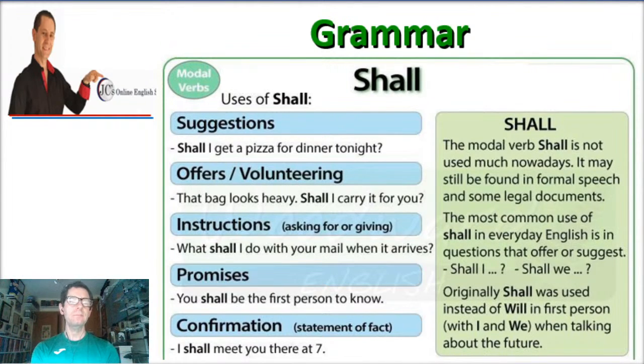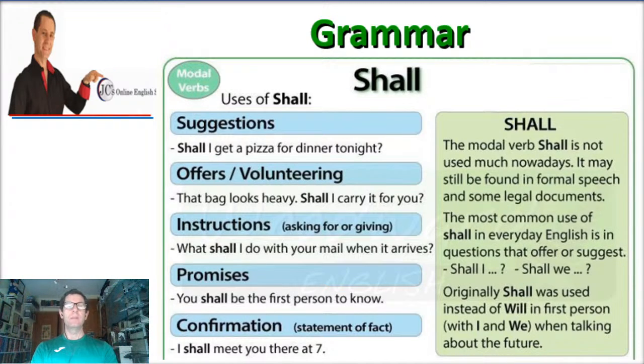For example, what shall I do with your mail when it arrives? In other words, tell me instructions, tell me what to do. It is also used for promises, for instance. You shall be the first person to know. And last but not least, it is also used for confirmation statements of fact. For instance, I shall meet you there at 7. Yes, sir. I shall meet you there at 7.